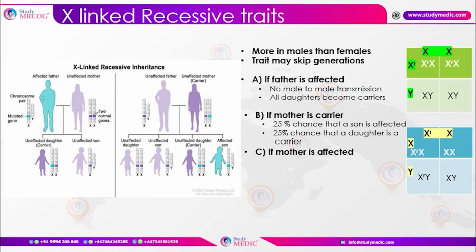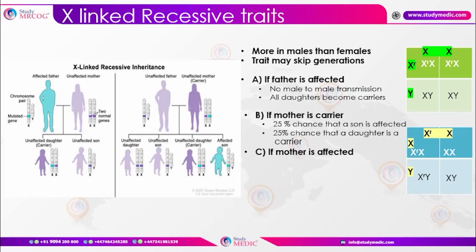If the mother is a carrier, then there is 25% chance that she will have a son who is affected, 25% chance that she has a daughter who is a carrier, and 25% chance that she might have a son who is normal, 25% chance she might have a normal daughter.